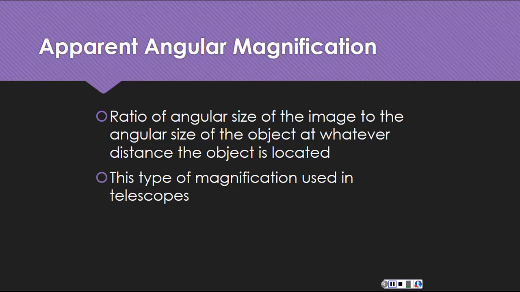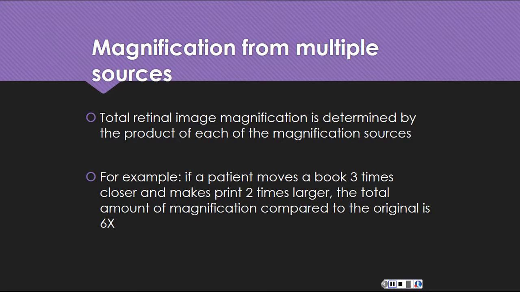This is probably one of the least common ways that we use magnification in low vision, but whenever you're prescribing a telescope, this is the type of magnification primarily that you're getting from that type of device. There may be some situations where you might want to combine different kinds of magnification, relative size magnification, relative distance magnification.